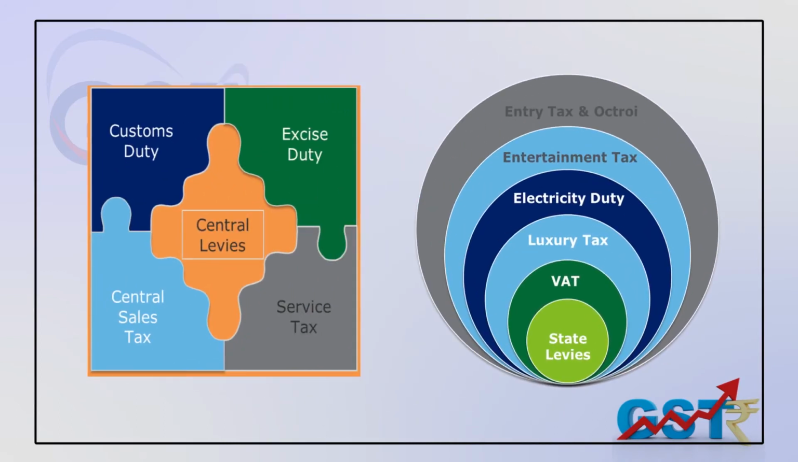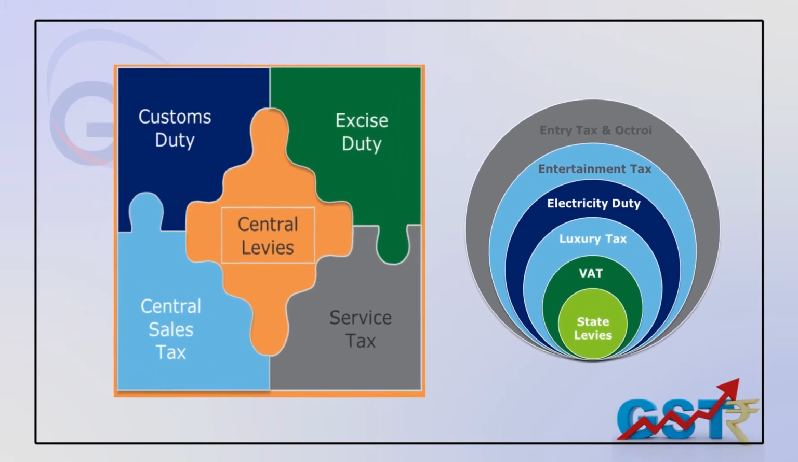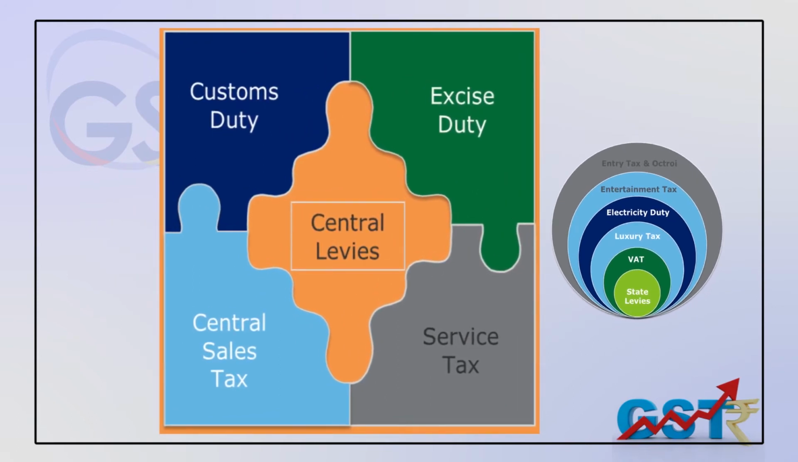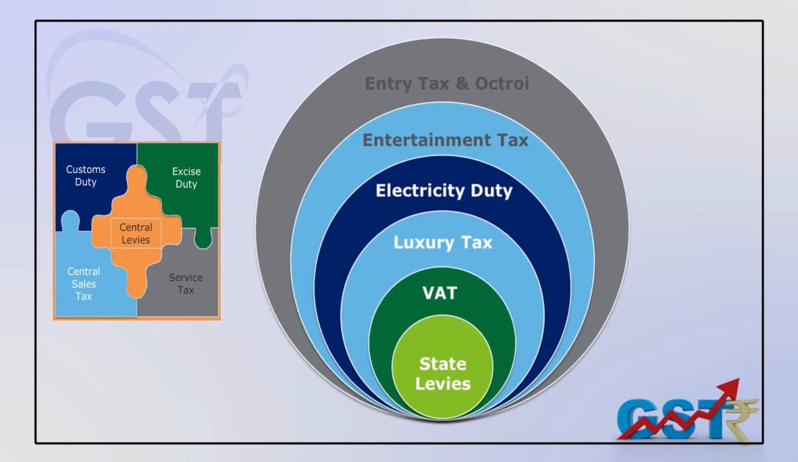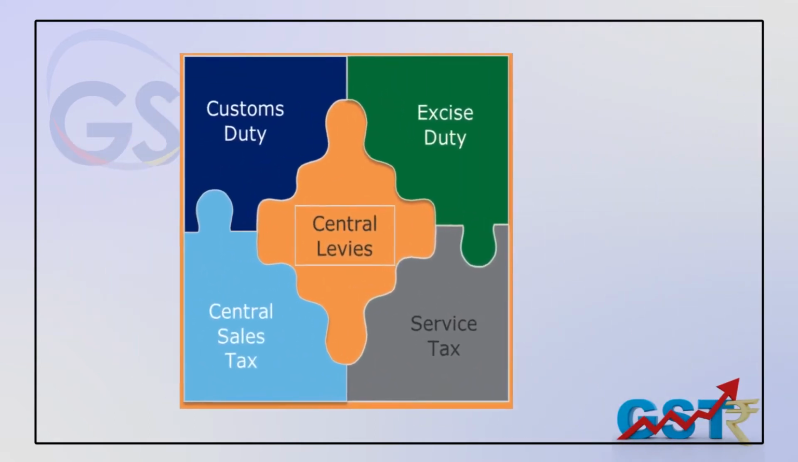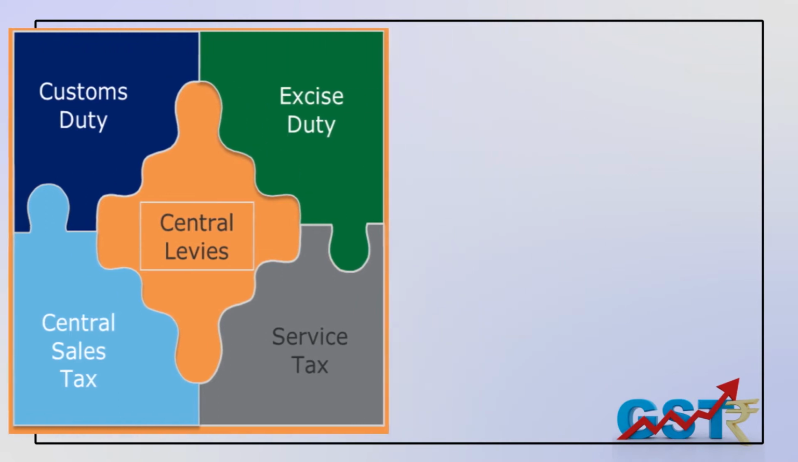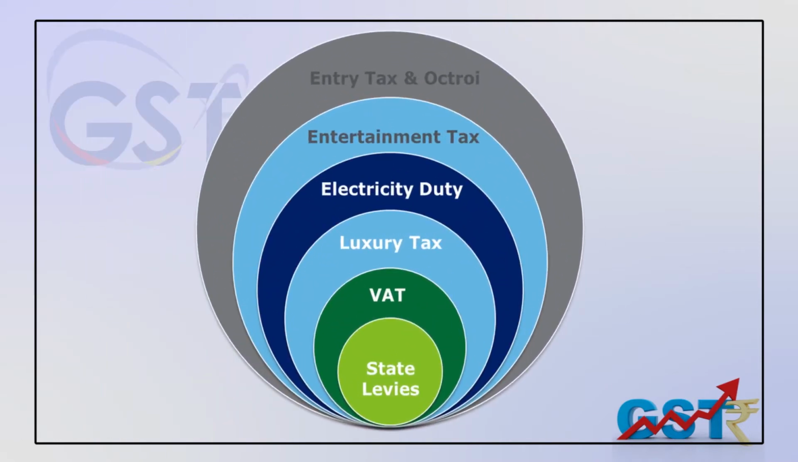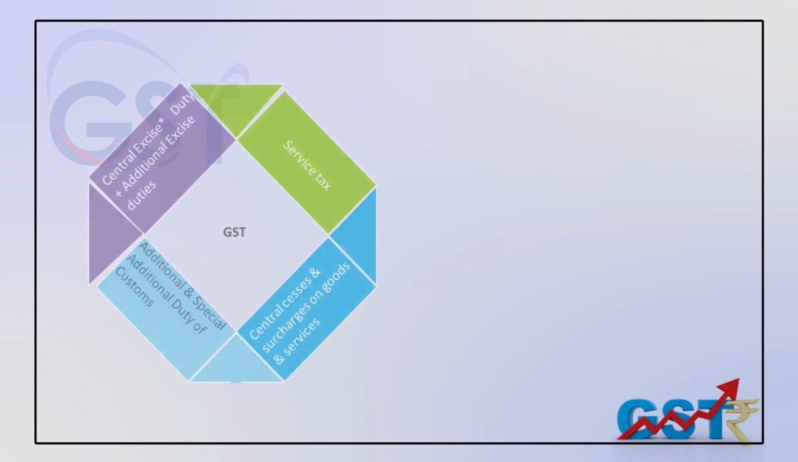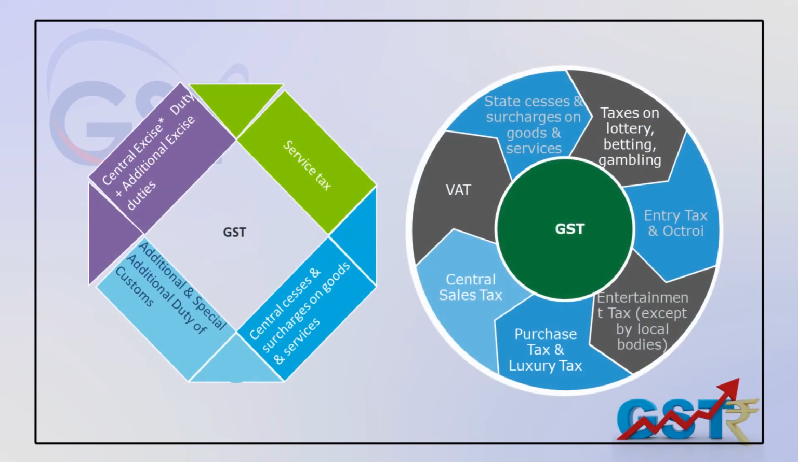We can see that before implementation of GST, there were two types of indirect taxes. The central government levied indirect taxes on certain items, and state governments were also empowered to levy and collect indirect taxes. So the central government imposed certain indirect taxes like central sales tax, customs duty, excise duty, and service tax. On the other hand, the state governments were also empowered to levy and collect taxes like VAT, luxury tax, electricity duty, entertainment tax, and entry or octroi tax. So there were two types of indirect taxes before introduction of GST.